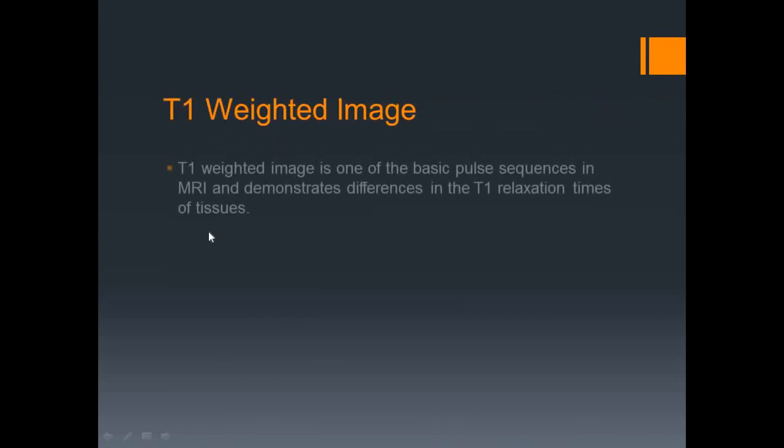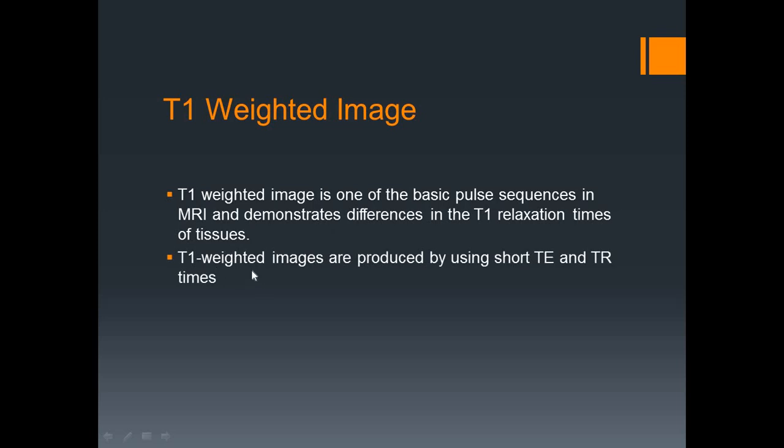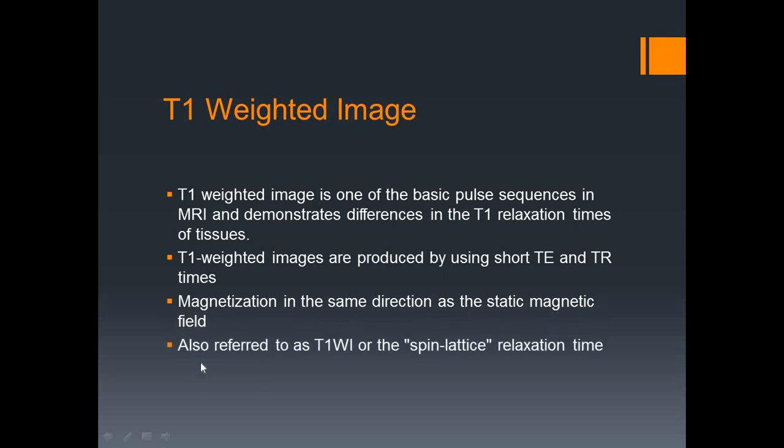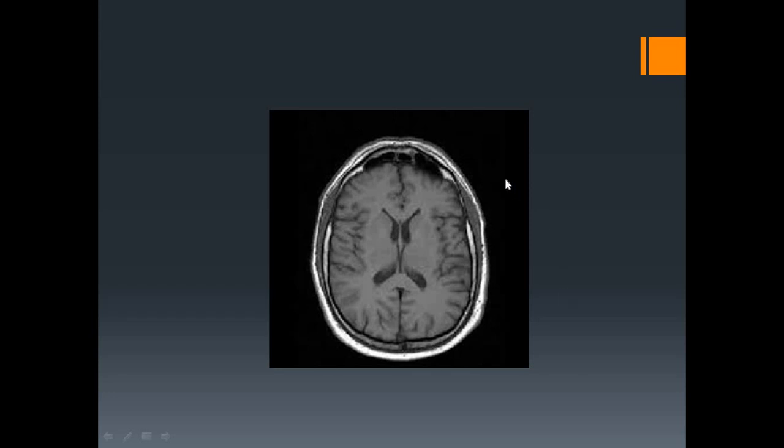T1 weighted image. The T1 weighted image is one of the basic pulse sequences in MRI and demonstrates differences in the T1 relaxation times of tissues. T1 weighted images are produced by using short TE and TR times. It uses magnetization in the same direction as the static magnetic field. It is also referred to as T1WI, or the spin lattice relaxation time. Here is a picture of a T1 weighted image.